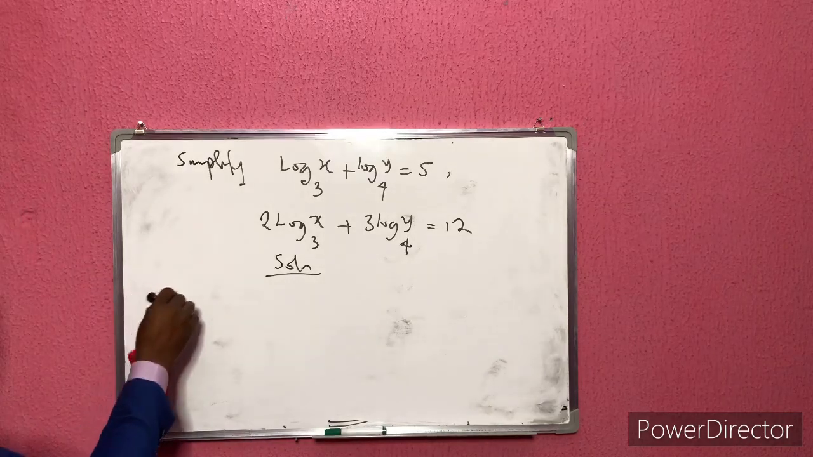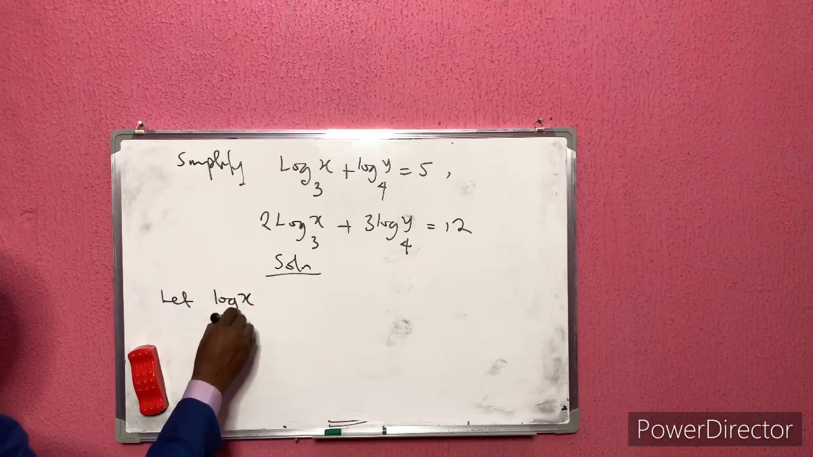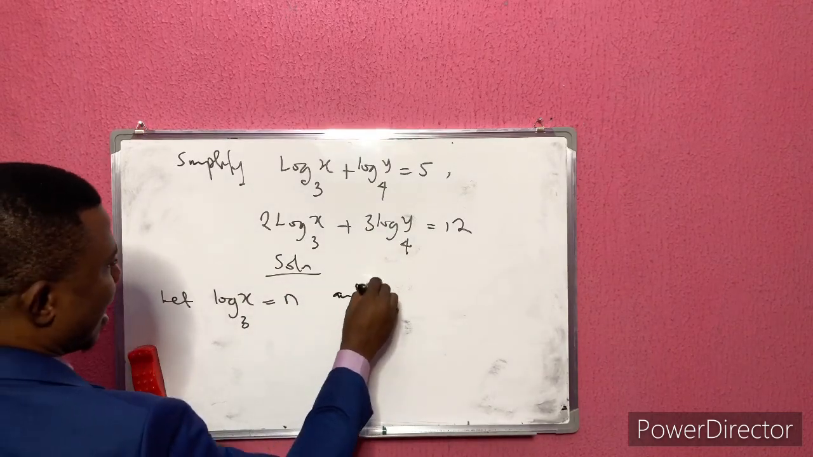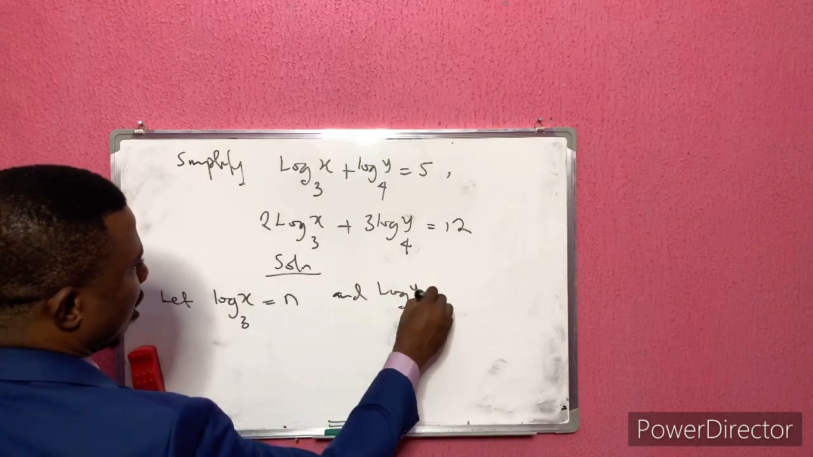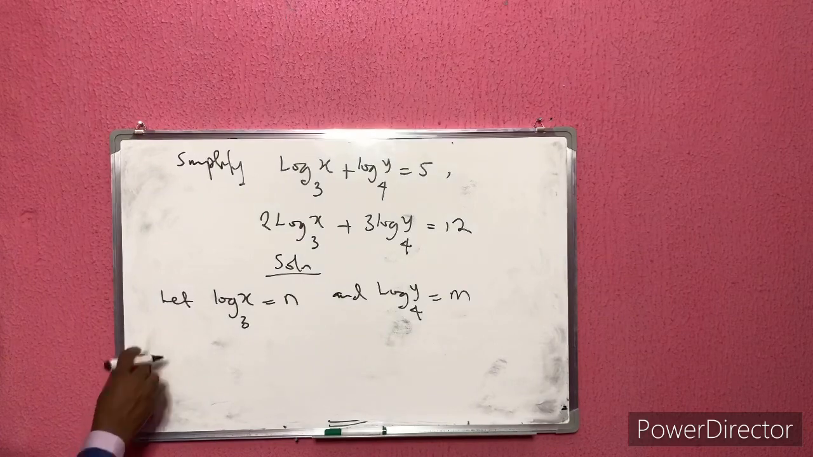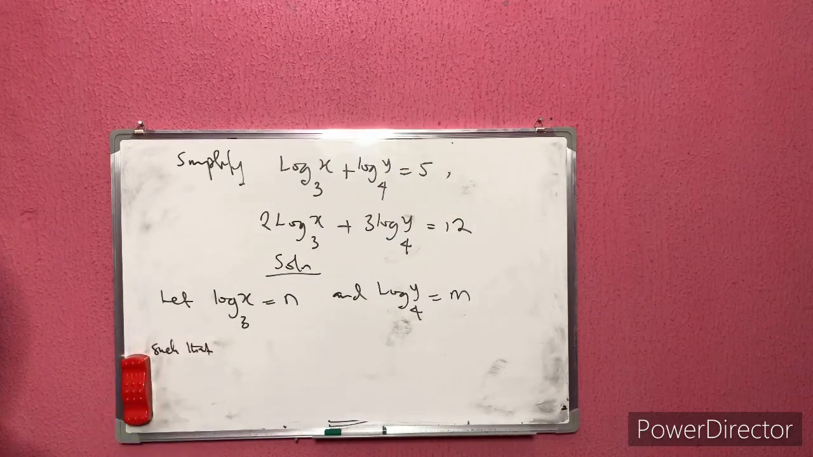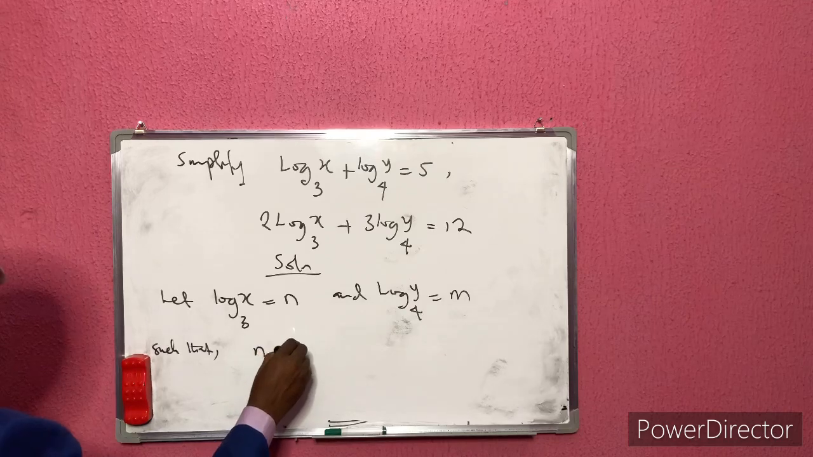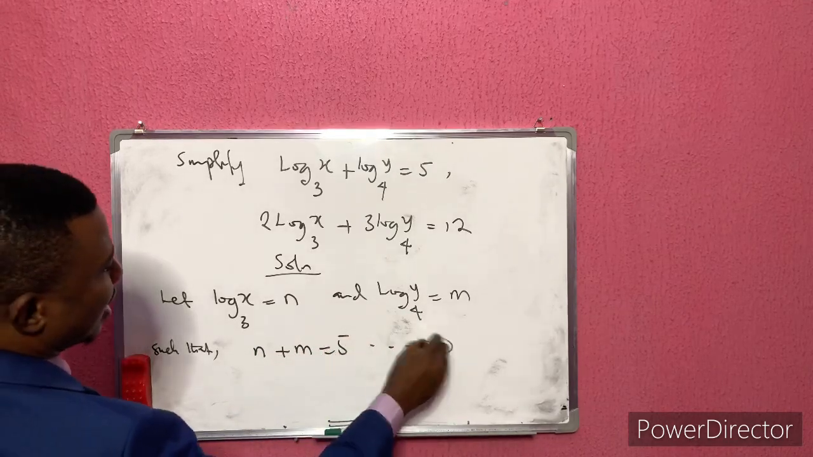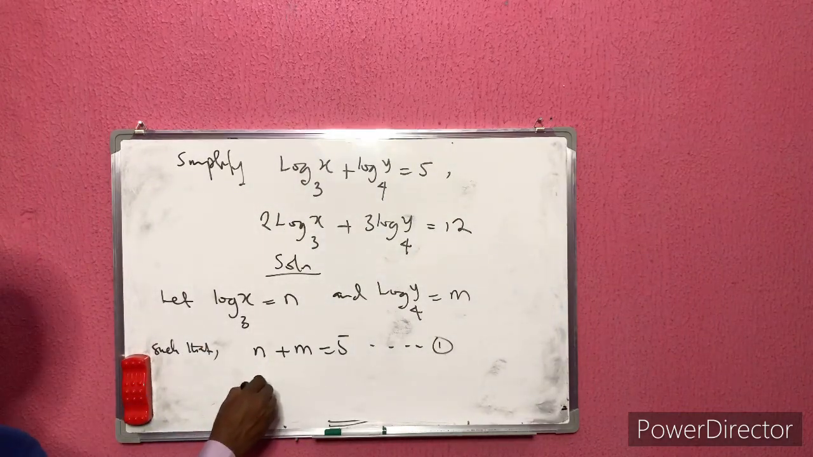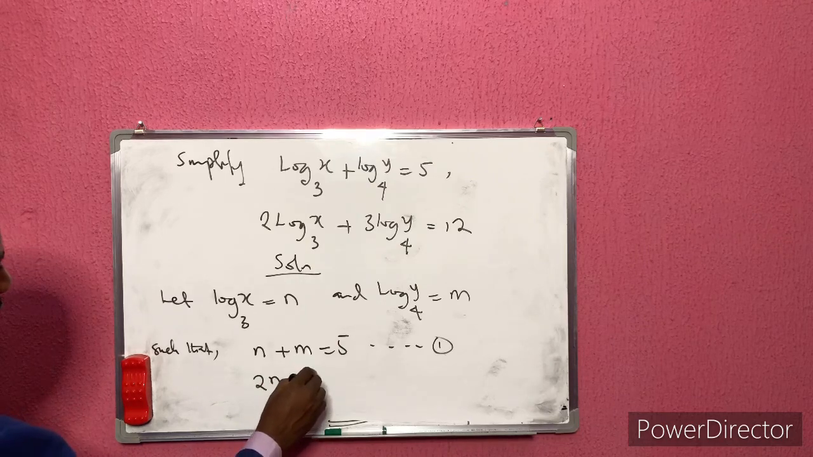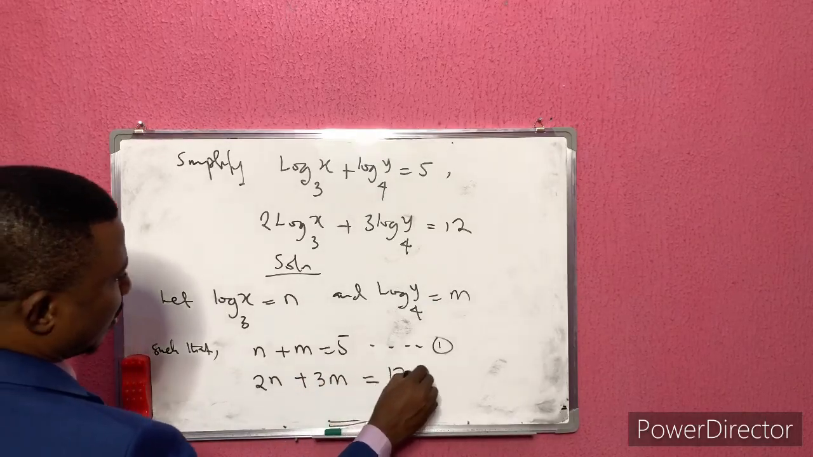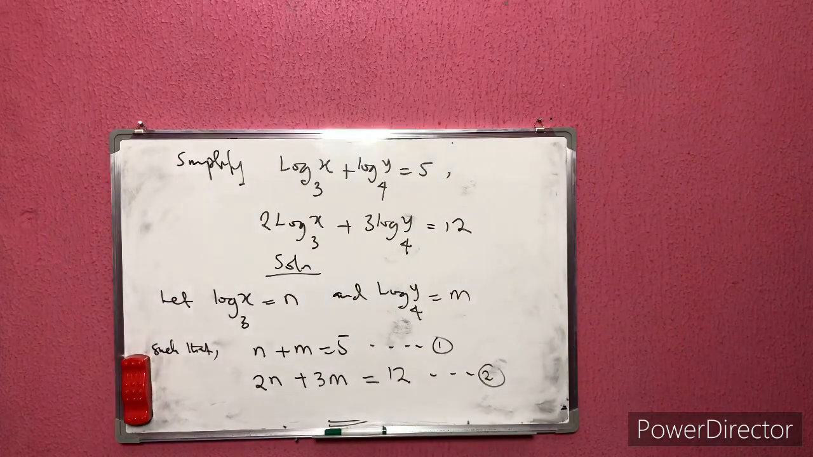We can say, okay, let log x base 3 be n, and log y base 4 be m, such that we'll have here n plus m equals to 5, equation 1, and here we'll have 2n plus 3m equals to 12, equation 2. So we are going to solve these equations.